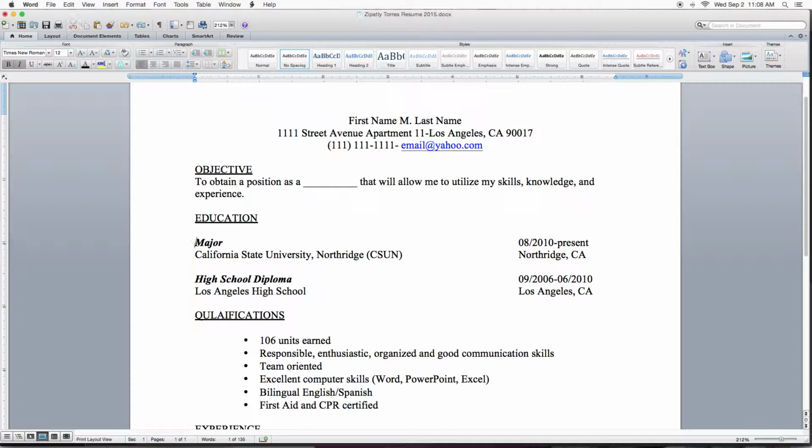So you will put your major and the college you're going to. I'm going to CSU Northridge, so I have that there, and the major is whatever major you're in. Next to it you have to put the date, up to either the year you continued going, or if you're still going you would put present, and then you would also put the city and the state.